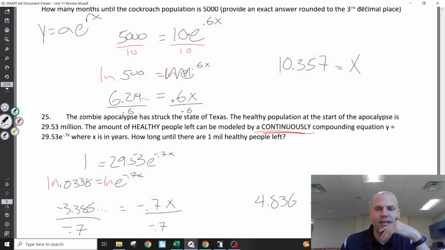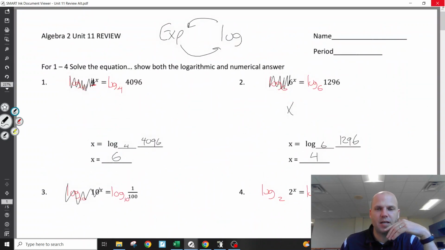I hope we understand this and are not intimidated by logs. It's just what we're going to do to get rid of an exponent. We've been studying exponential equations. Now we can solve them.